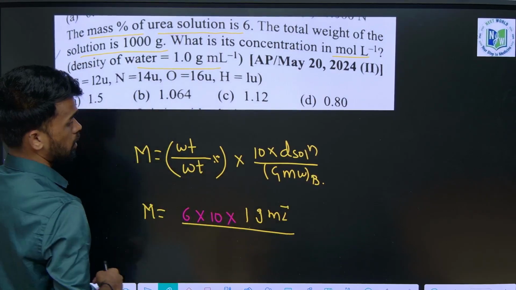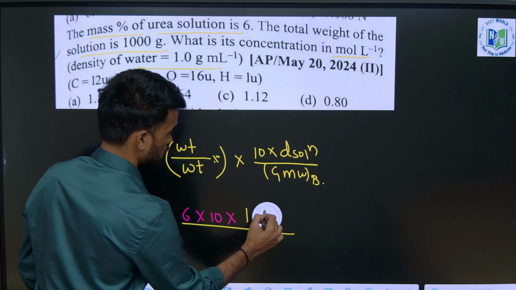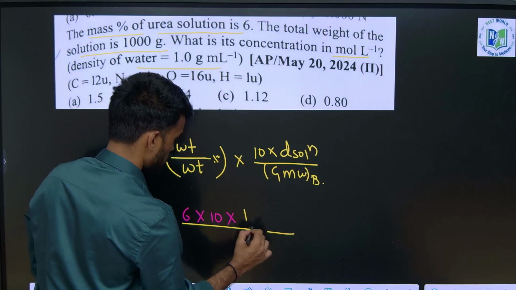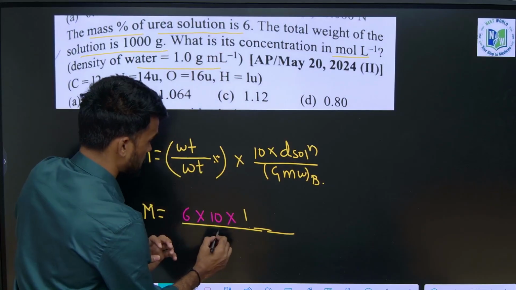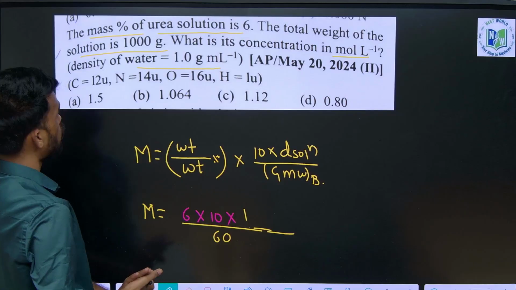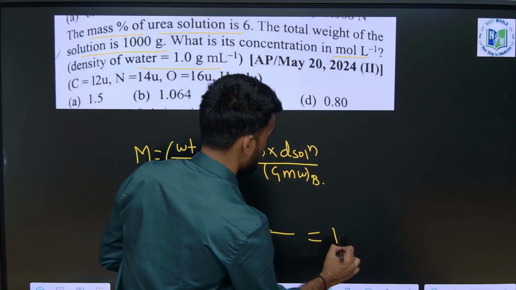So what about gram molecular weight? Here, I am taking it in grams. What is the gram molecular weight given for? This is for urea, which we already calculated, it will be 60. Therefore, how much are we getting directly? We are getting 60 by 60, which is almost 1.